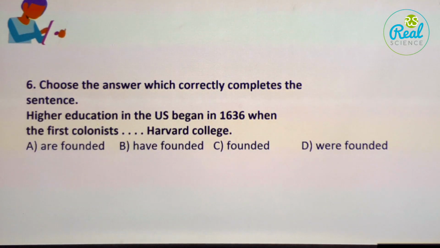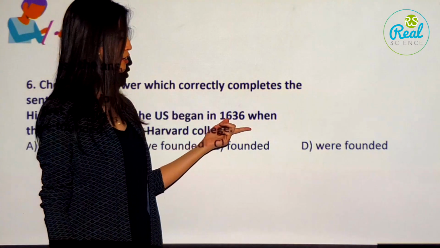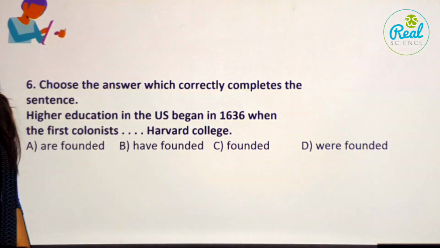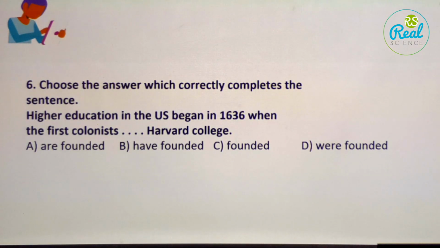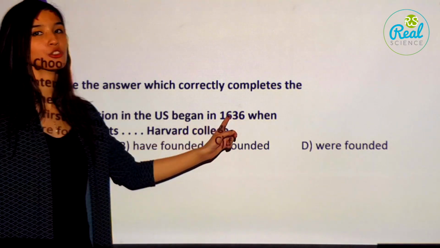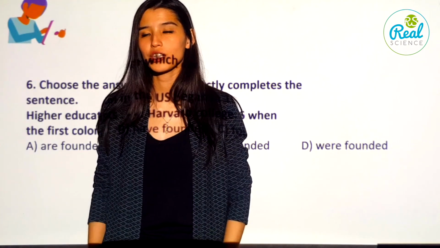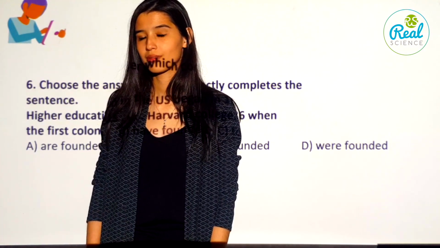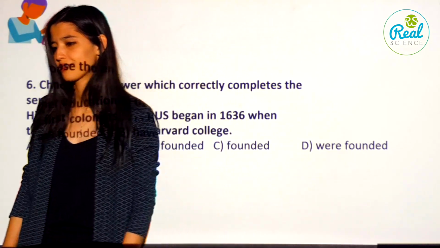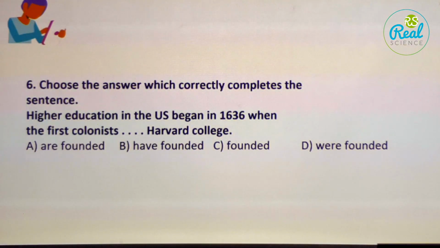Number 6. Choose the answer which correctly completes the sentence. Higher education in the US began in 1636 when the first colonists founded Harvard College. We have the exact year over here. D, founded. Were founded. I think C. When you have the exact year, what do you use? Which tense do you use? Simple. Simple past. C.